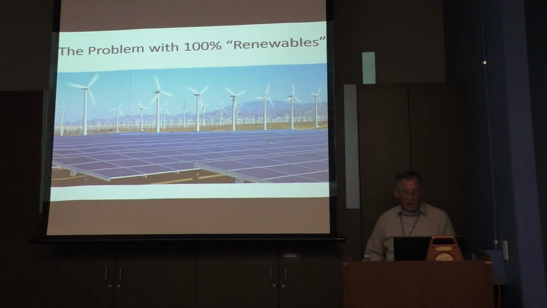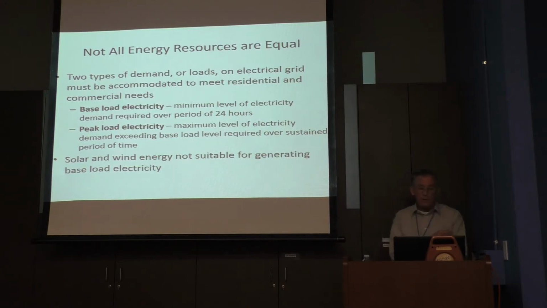Okay, so now let's talk about the problem with 100% renewables. Not all energy resources are equal. There are two types of demand on the electrical grid that must be accommodated. One is called baseload electricity, the other is called peak load. Baseload electricity is that minimum level of electricity demand required over a period of 24 hours. Peak load electricity is that maximum level of electricity demand that exceeds the baseload level required over a sustained period of time.